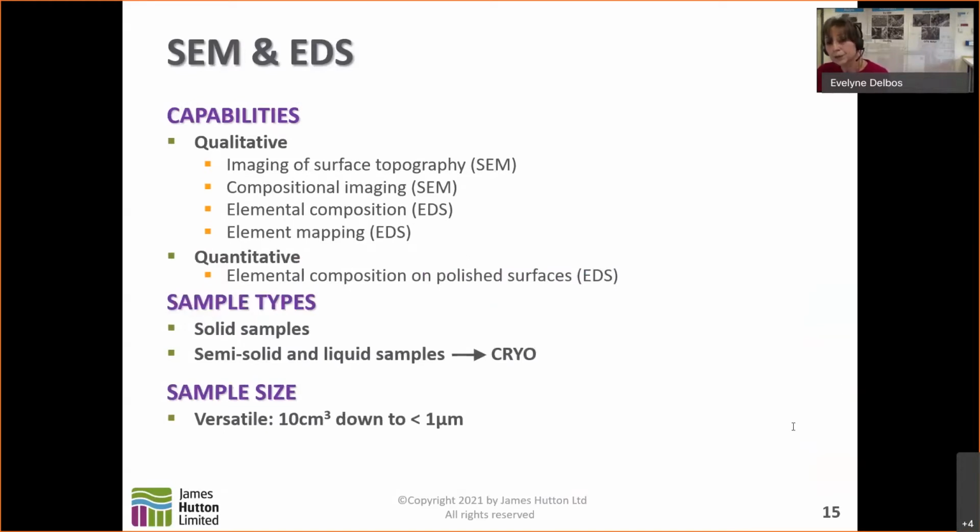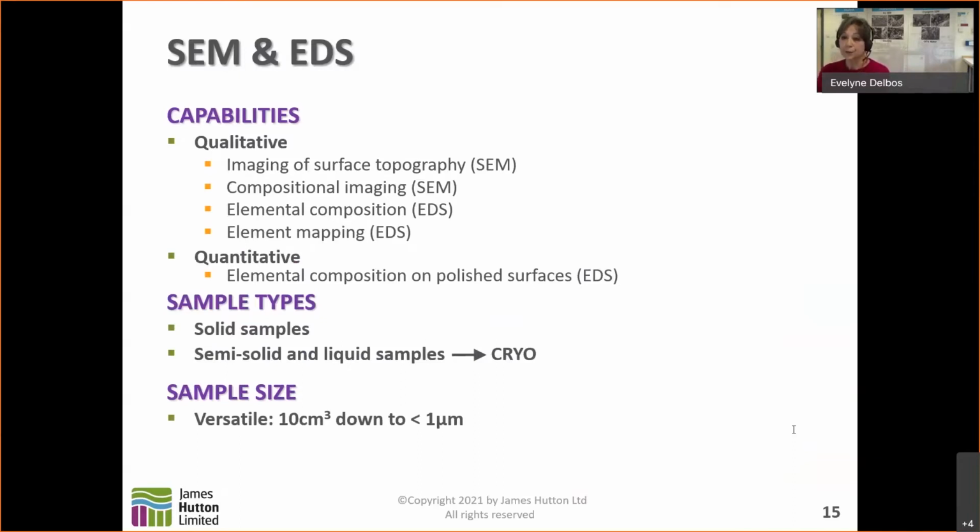So that was qualitative. We can actually do quantitative elemental analysis of material, but it has to be done on a very, very flat surface so that we can actually know the exact geometry between the sample and the detector. So polished surfaces are absolutely essential for quantitative analysis.